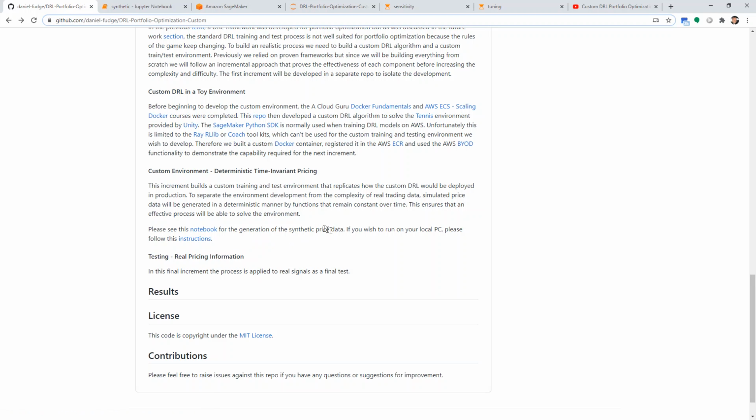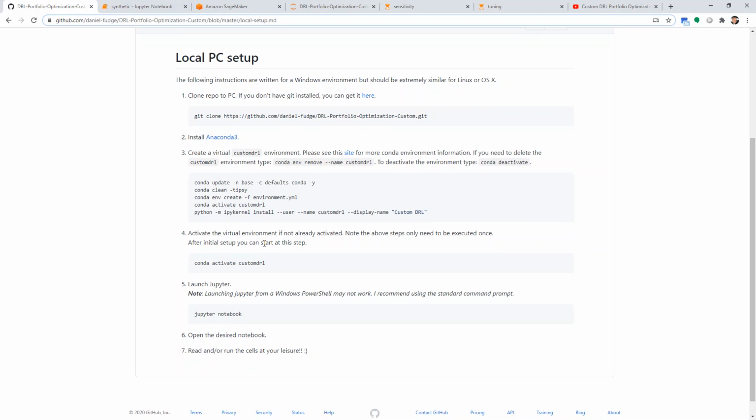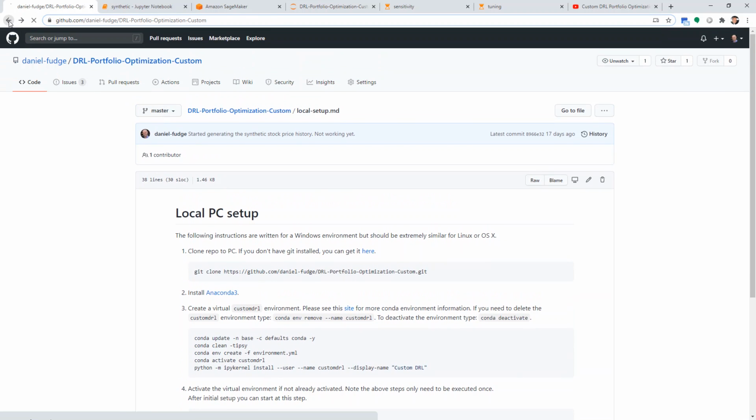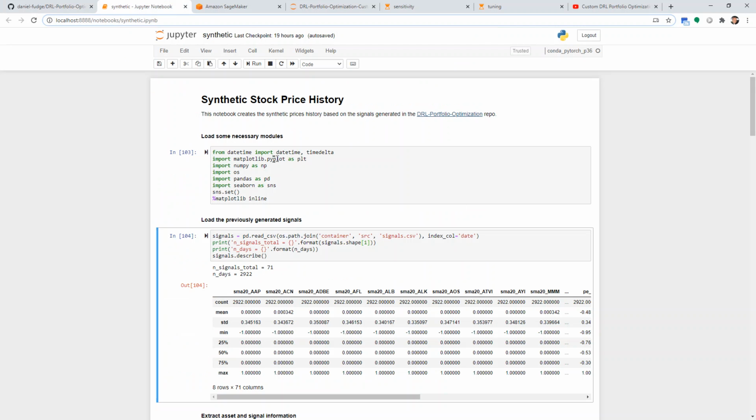So to do that, before we get in there, there are some instructions linked here on how to set up on your PC if you wish to launch this notebook and run it locally, and if you want to try it for yourself. And I've actually already done that and just opened it up here. It's a little easier to look at when you're running it on your local machine. However, you can look at it straight through GitHub, just with the rendering, it's not quite as nice.